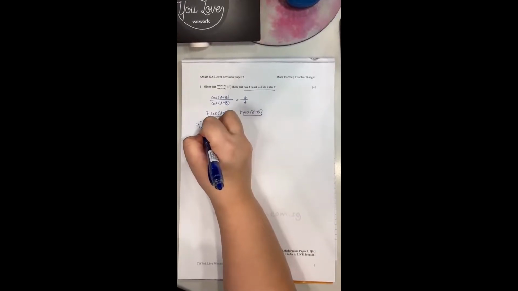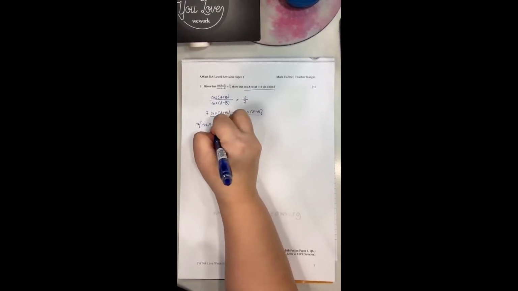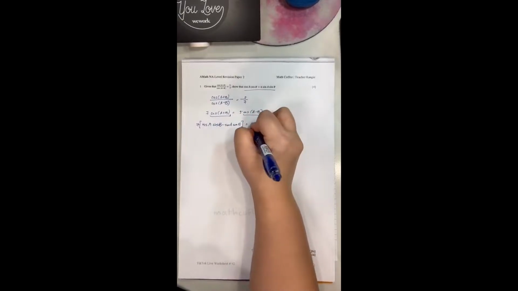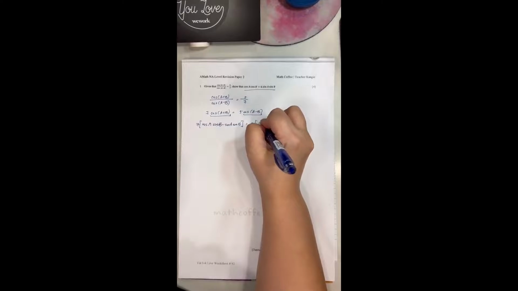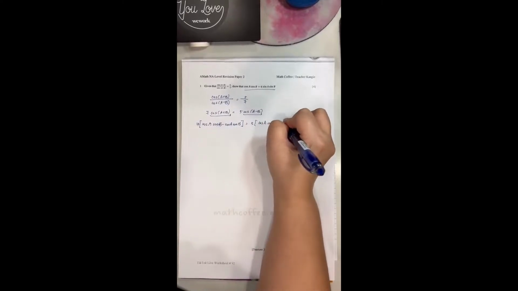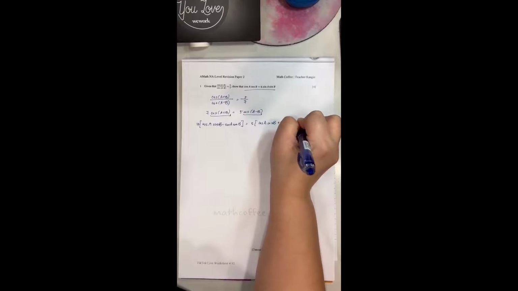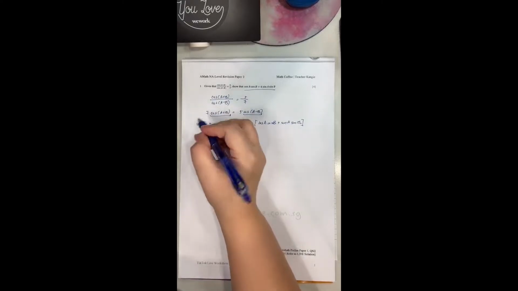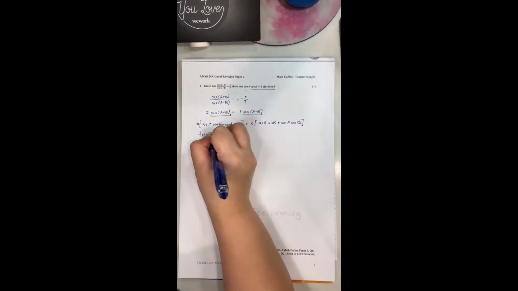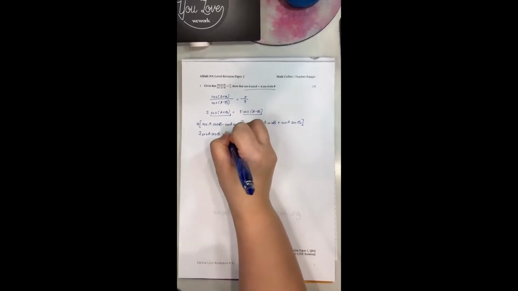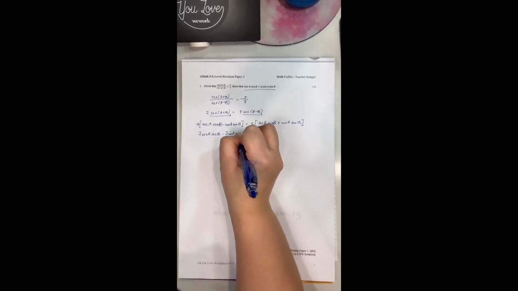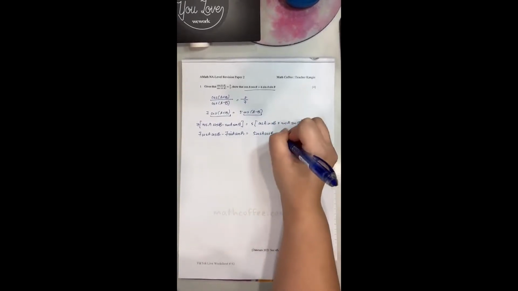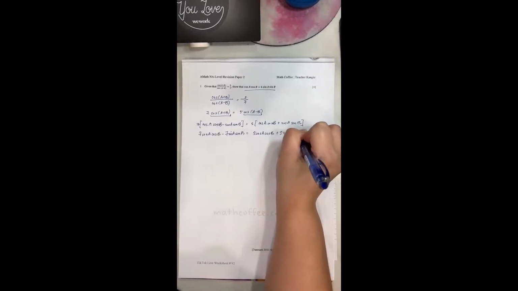So this one, cosine A plus B, will become cosine A cosine B minus sine A sine B. 5, this one will become cosine A cosine B plus sine A sine B. Then the next thing is just to expand the 7 in. So it will be 7 cosine A cosine B minus 7 sine A sine B equals to 5 cosine A cosine B plus 5 sine A sine B.